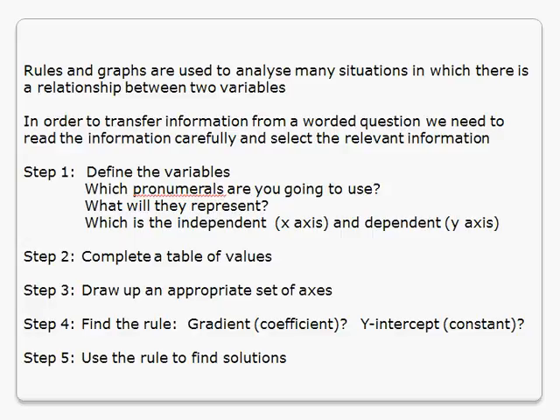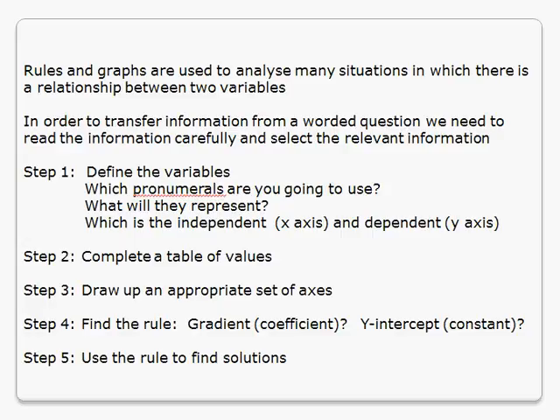One of the very first steps we can do is to define the variables. That is, we need to decide which pronumerals we wish to use and what they will represent. So things like V for volume, T for time, A for area, C for cost. Then we need to decide which one is the independent variable, that is, which one will go across the bottom on the x-axis, and which one is the dependent variable that will go up the side on the y-axis.